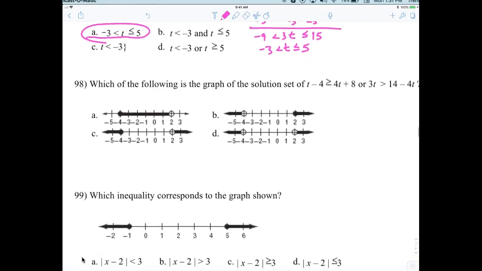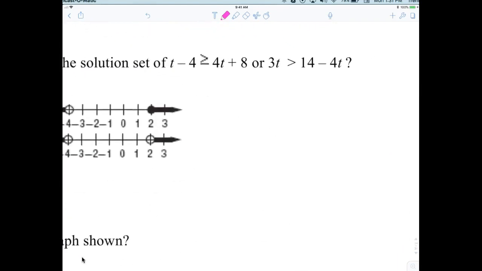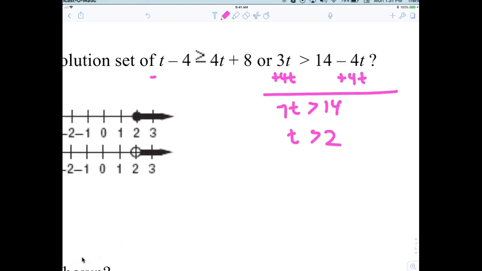All right, here we go. Now we just have to solve these. All right. So add 4t to both sides. So I end up with 7t is greater than 14. So t is greater than 2. Over here now, subtract t, subtract 8. So 3t.